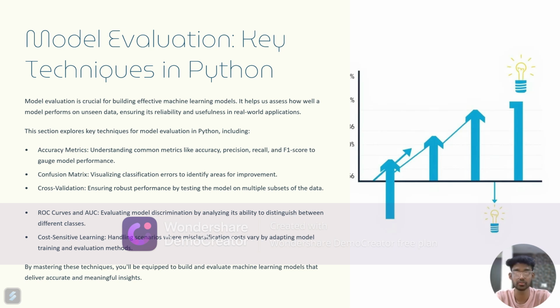This session explores key techniques for model evaluation in Python, which include accuracy metrics, understanding common metrics like accuracy, precision, recall, and F1 to gauge model performance; confusion matrix, visualizing classification errors to identify areas for improvement; cross validation, ensuring robust performance by testing the model on multiple subsets of data; ROC curve and AUC, evaluating model discrimination by analyzing its ability to distinguish between different classes; and cost sensitive learning, handling scenarios where misclassification costs vary by adapting model training and evaluation methods. Further on, we will discuss each in detail.